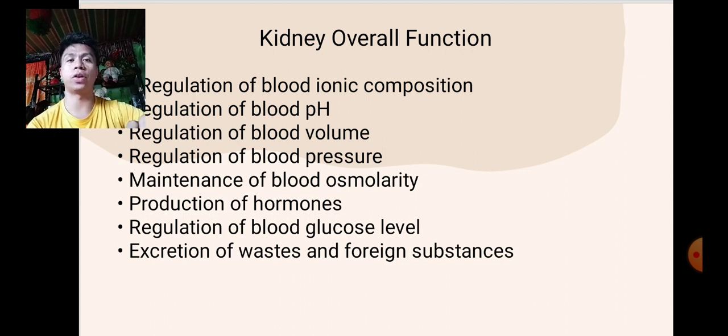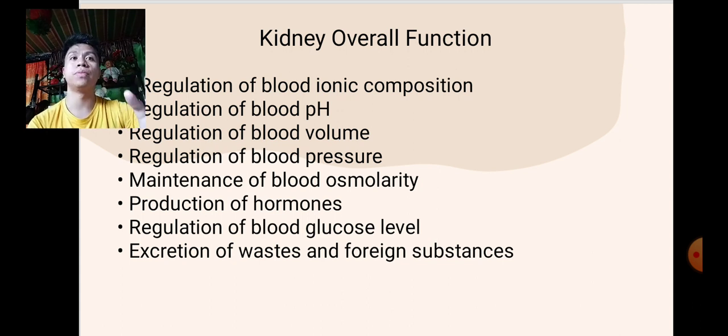The next one is the regulation of blood pH. The kidneys excrete a variable amount of hydrogen ions into the urine and conserve bicarbonate ion, HCO3, which is an important buffer of hydrogen in the blood. Both of these activities help regulate the blood pH. The third one is the regulation of blood volume.